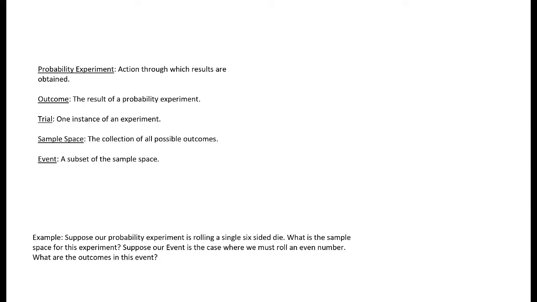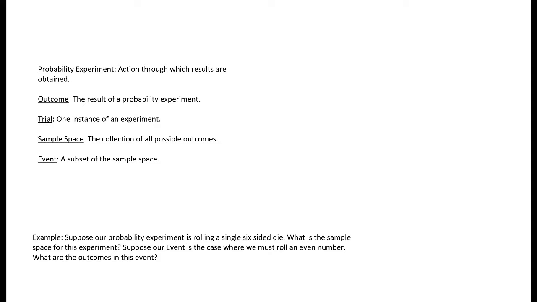A trial is just one instance of an experiment. For instance, if our experiment is flipping a coin, one flip of that coin constitutes what we call a trial. A sample space is what we refer to as the collection of all possible outcomes. So I know coming from our last unit, that seems a little out of place here, but sample space in the probability world means the collection of all possible outcomes.